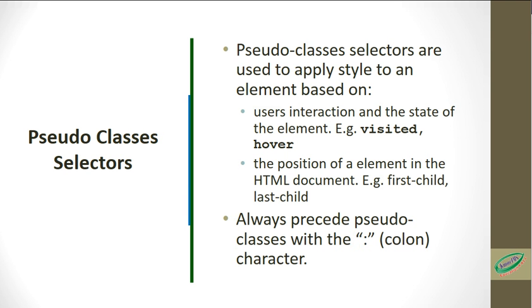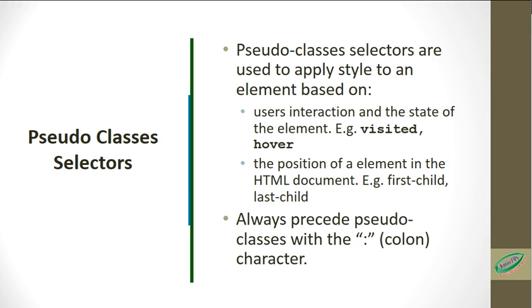So when a user points a mouse over a link, it is in a hovered state. Also, when a link is clicked, it is in a visited state. A pseudo-class can also be applied based on the position of an element within the document. When applying pseudo-classes to an element, we must always precede the class with a colon.